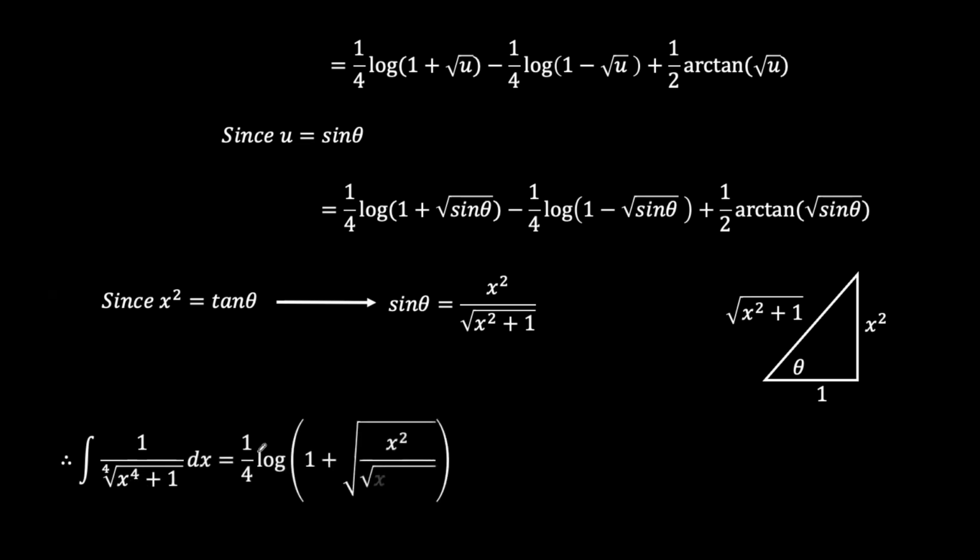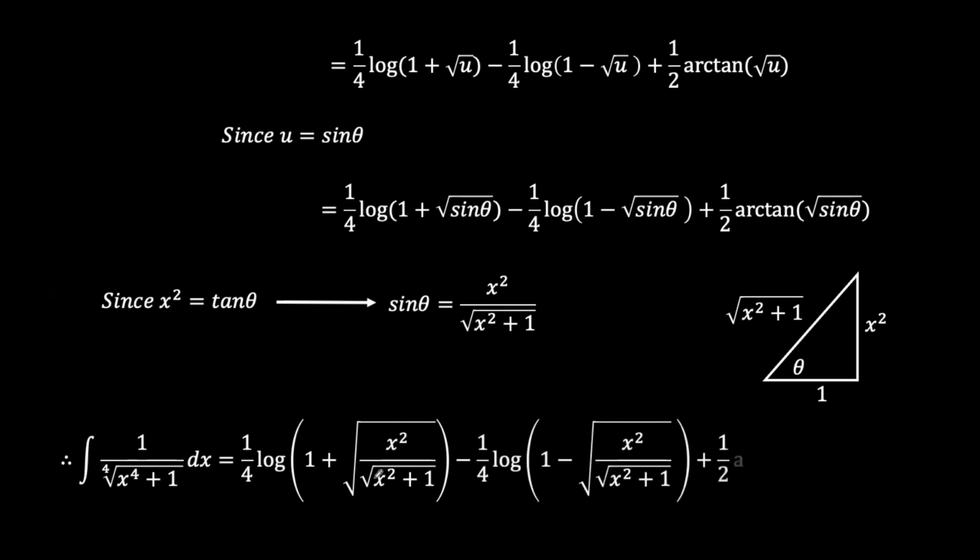So therefore, our final integral of 1 over the 4th root of x to the power 4 plus 1 is equal to a quarter natural logarithm of 1 plus, in place of sine theta, we have x squared over the square root of x to the power 4 plus 1. And in place of the sine theta in the other terms, we've done the same.